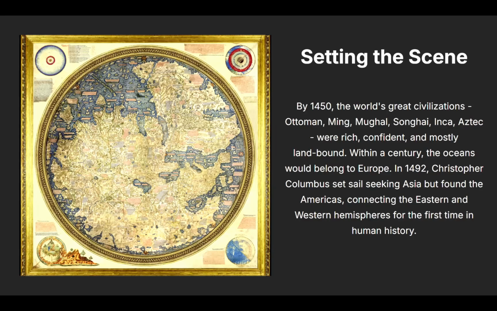By 1450, the world's great civilizations, Ottoman, Ming, Mughal, Songhai, Inca, Aztec, were rich, confident, and mostly landbound. Within a century, the oceans would belong to Europe. In 1492, Christopher Columbus set sail seeking Asia, but found the Americas, connecting the eastern and western hemispheres for the first time in human history. His voyage began a new age of transoceanic interconnection, an age of ships, silver, sugar, and slavery.